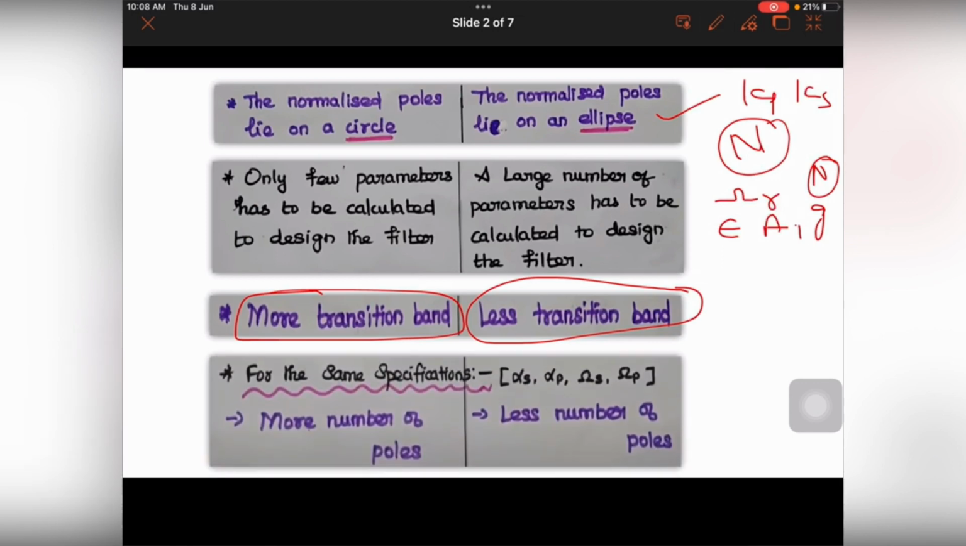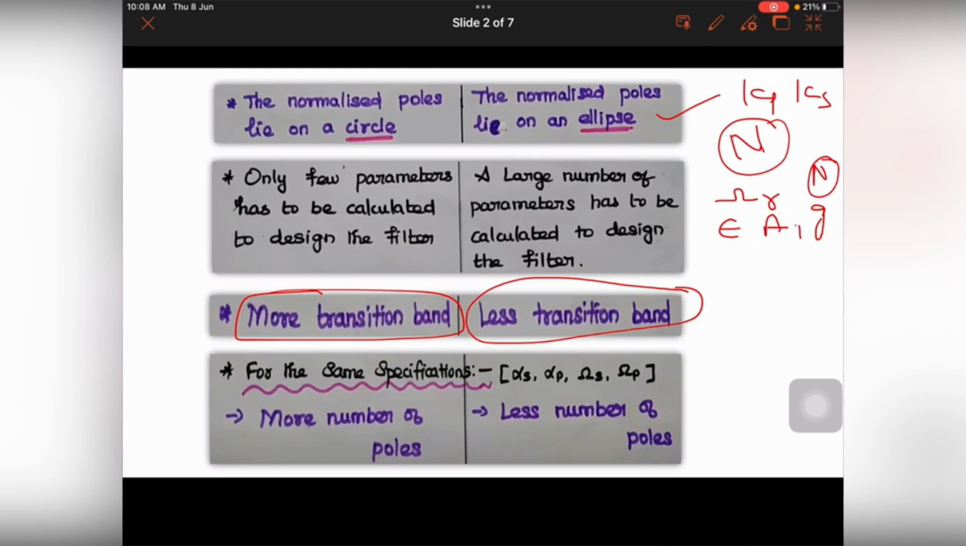So, next difference: for the same specifications, we can find that the number of poles is more in the case of the Butterworth filter, whereas the number of poles is less in the case of the Chebyshev filter. Why are the poles more in the Butterworth filter?